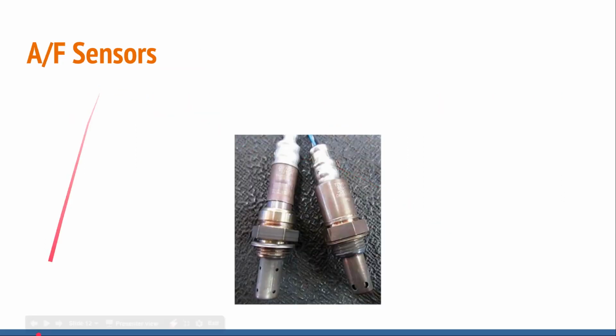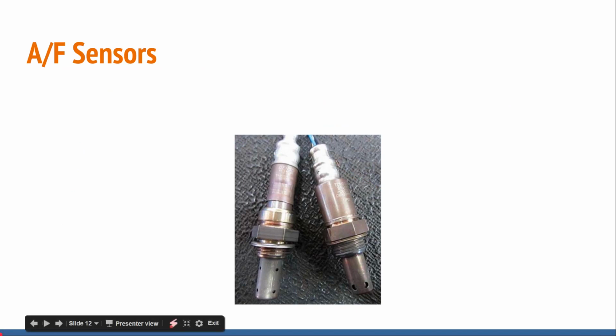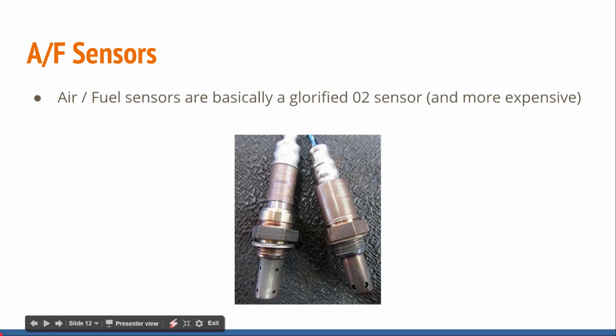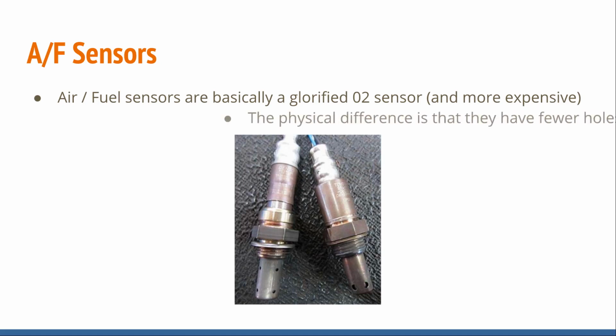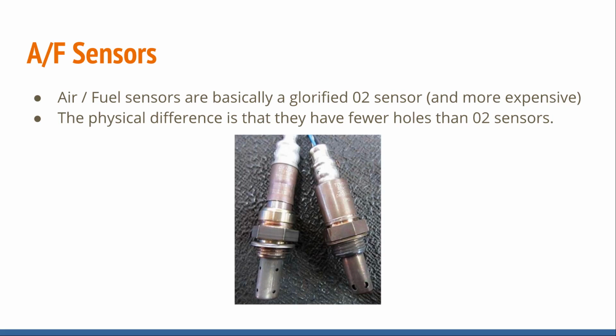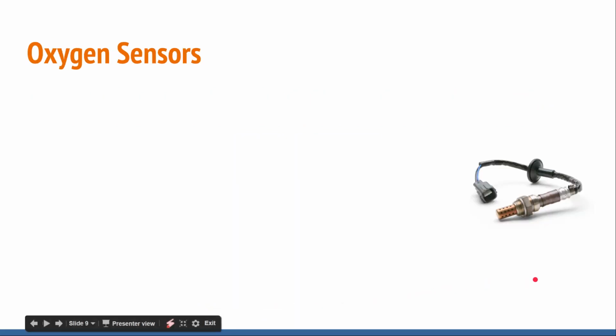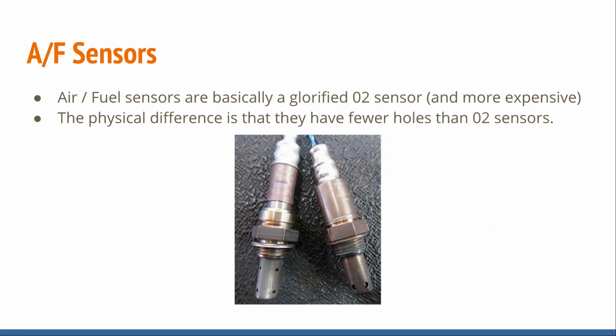Okay, so next we're talking about AF sensors or air fuel ratio sensors. They do the exact same thing as an O2 sensor. Basically, they're just a glorified O2 sensor and they're a lot more expensive. The physical difference is they have fewer holes than an O2 sensor. If we go back a couple slides, you can see that this O2 sensor has a lot of holes right there. So that's how you can physically tell the two apart.